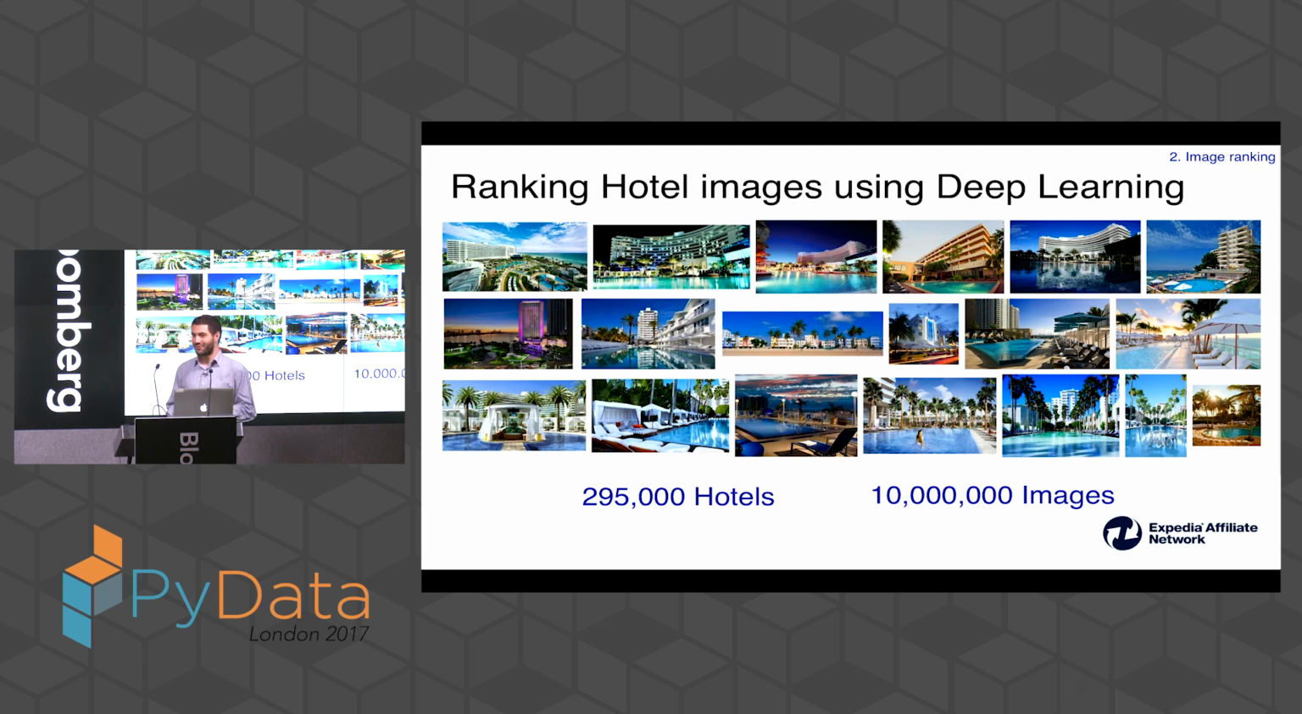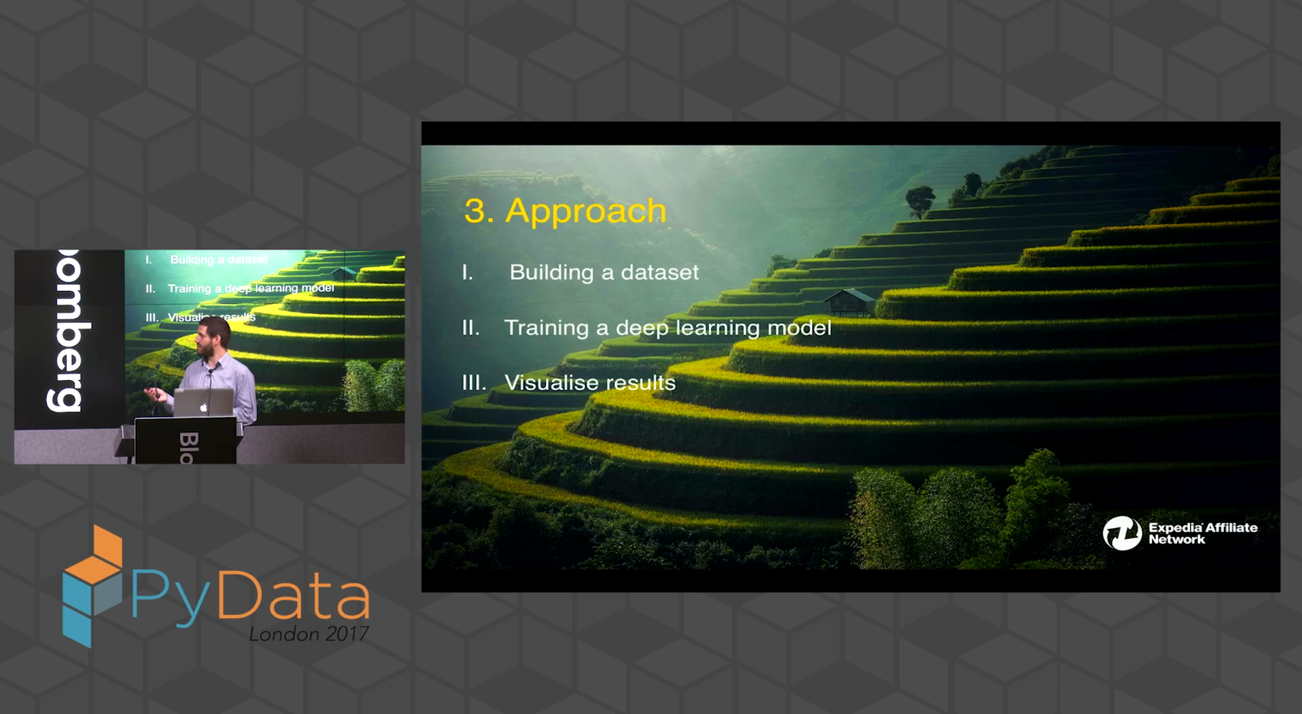To do that, we follow a 3-step approach, essentially. First is building a data set. As you know, as data scientists, that's often the most difficult part and where you spend most of your time. After you have a data set, you're going to train your model. And finally, you're going to look at the results and see how they are.